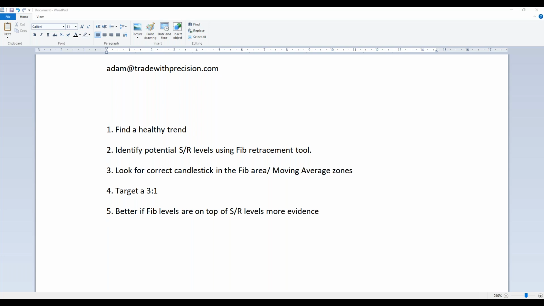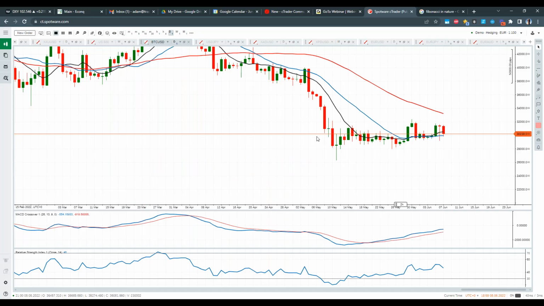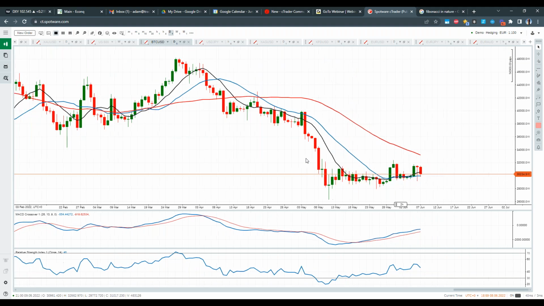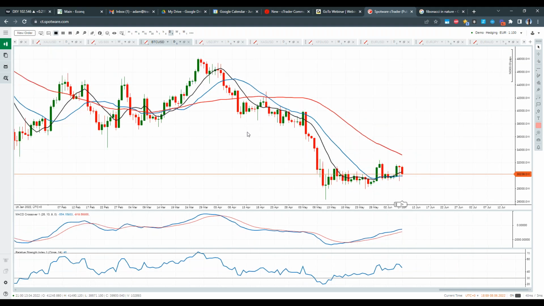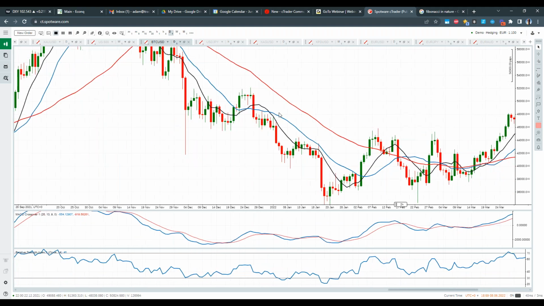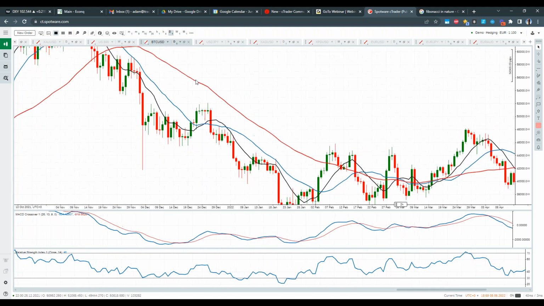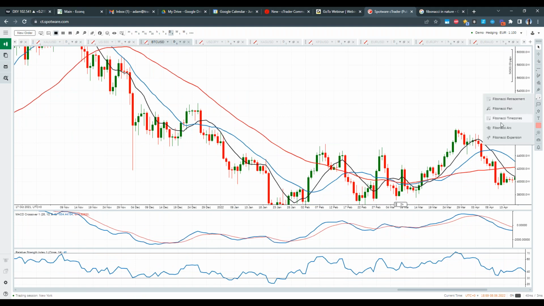So let's go and have a quick look at this. I'm going to quickly show you the Fib expansion tool, and then I'm going to recap one more time, and then we'll wrap up, because I realize for you this has been so much information, and my goal isn't to leave you hanging. It was just to introduce you to this. So the Fib expansion tool, which is listed under the same menu here, is one tool that can be used. Expansion or extension can be used to identify potential targets. Instead of a 3 to 1, you may use the Fibonacci expansion tool.